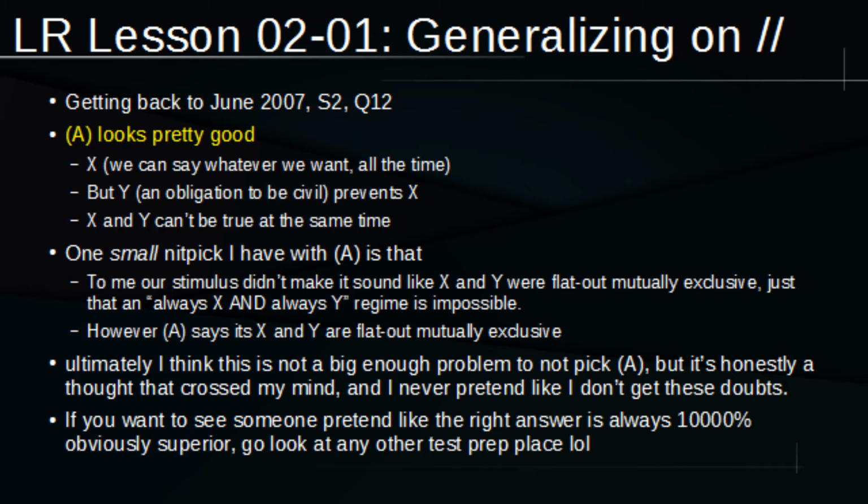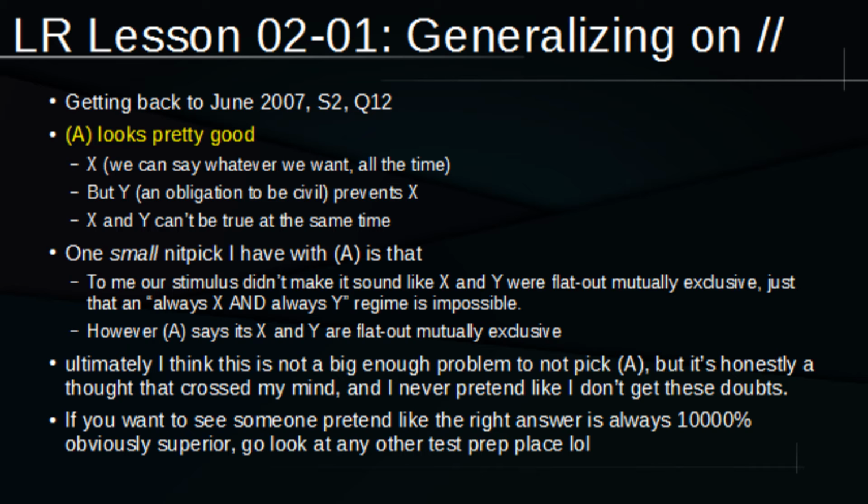A actually looks pretty good right off the bat. We start with the concept X. We can say whatever we want all the time, unfettered freedom of expression. But then we have Y, an obligation to be civil. This Y concept prevents us from also having X. And then the conclusion is X and Y can't be true at the same time.